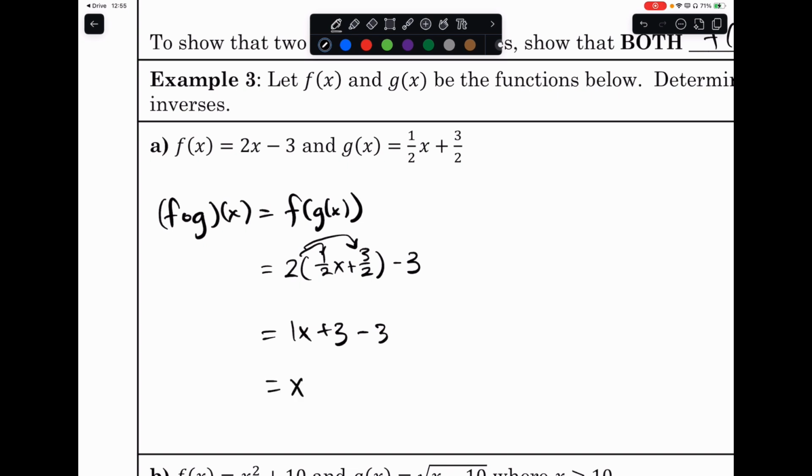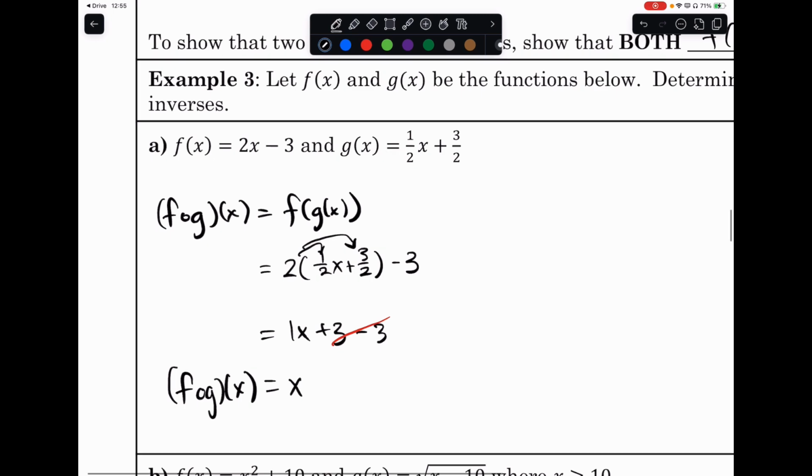1x, which is just x, and 3 minus 3 is equal to 0. So that becomes 0 right here, which obviously we don't have to write. We only get the value of x. So there, we have shown that f of g of x equals, again, simply the value of x.